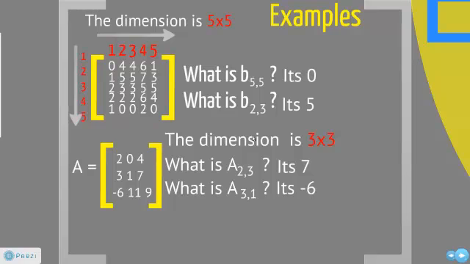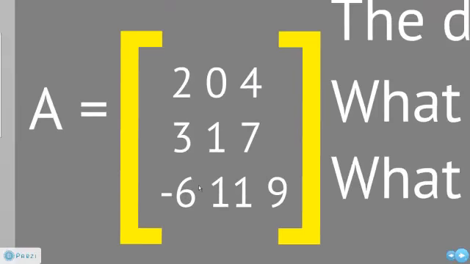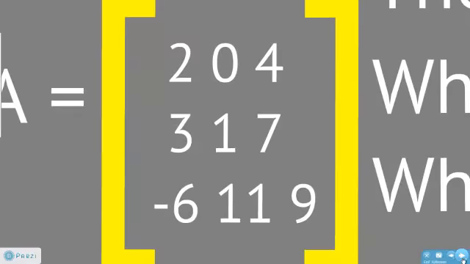Or it can be 3 by 3, and they're asking what is 2, 3. So you're going down, across, and it's 7. So remember row 1, column 2, or row 3, column 1. It stays the same. It's -6. There you go.